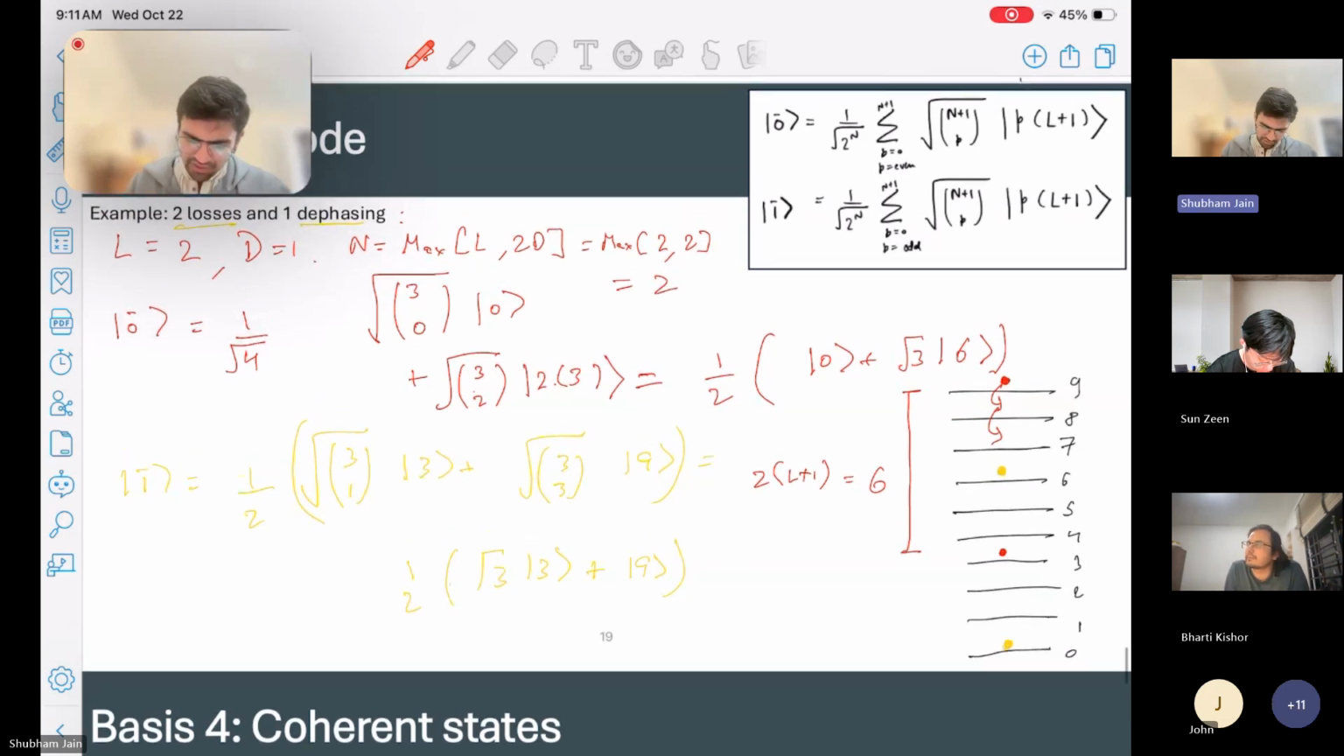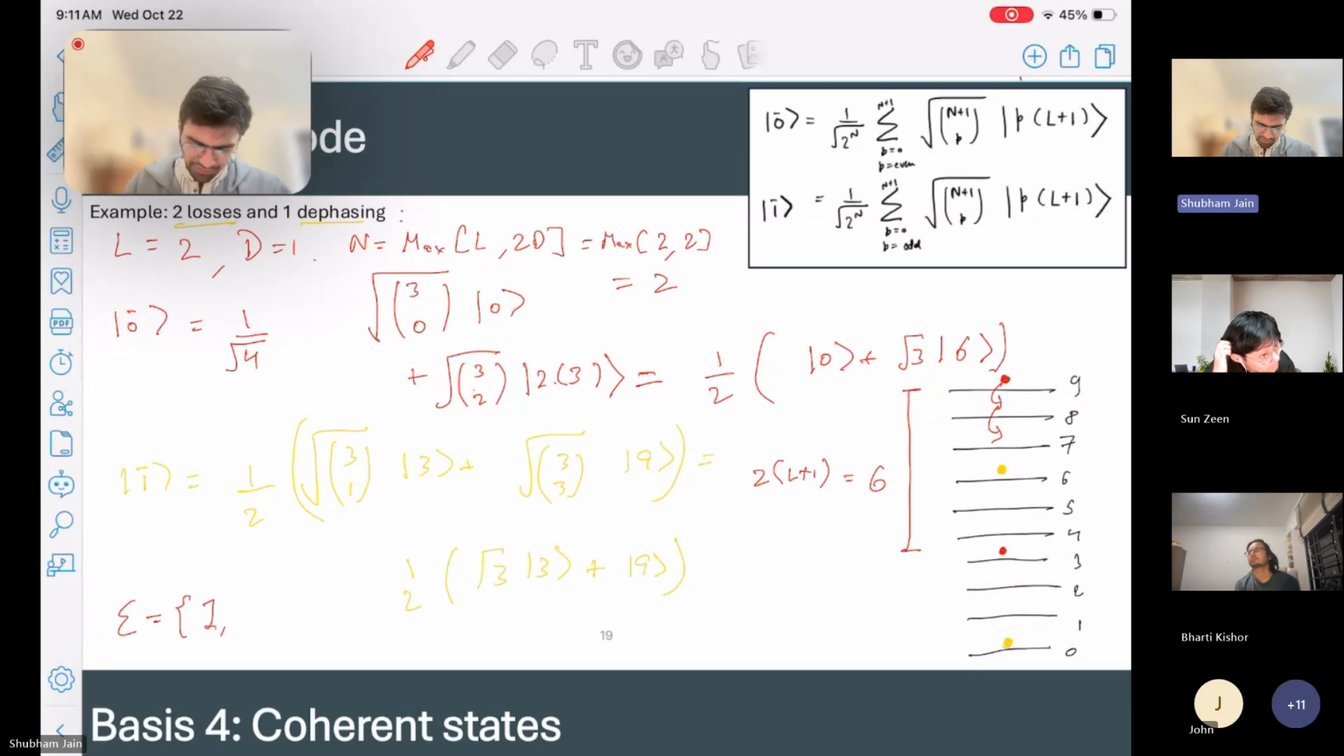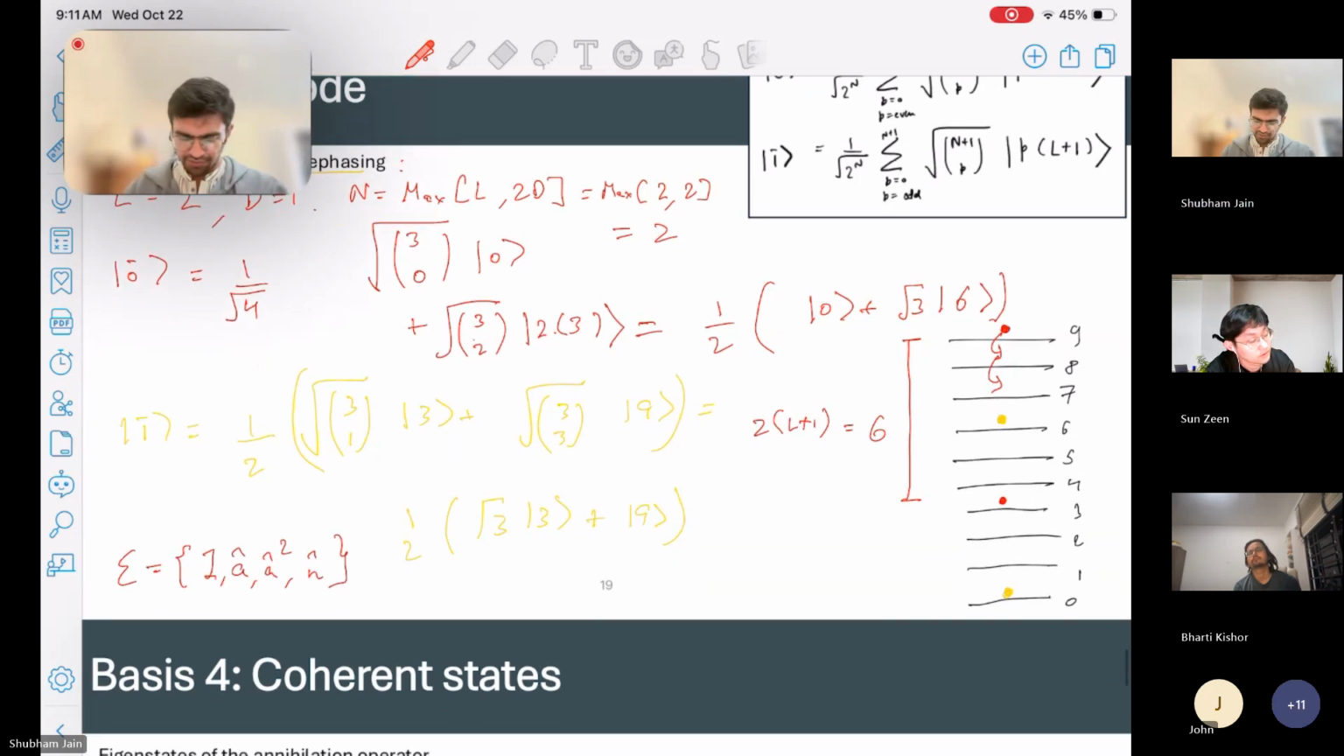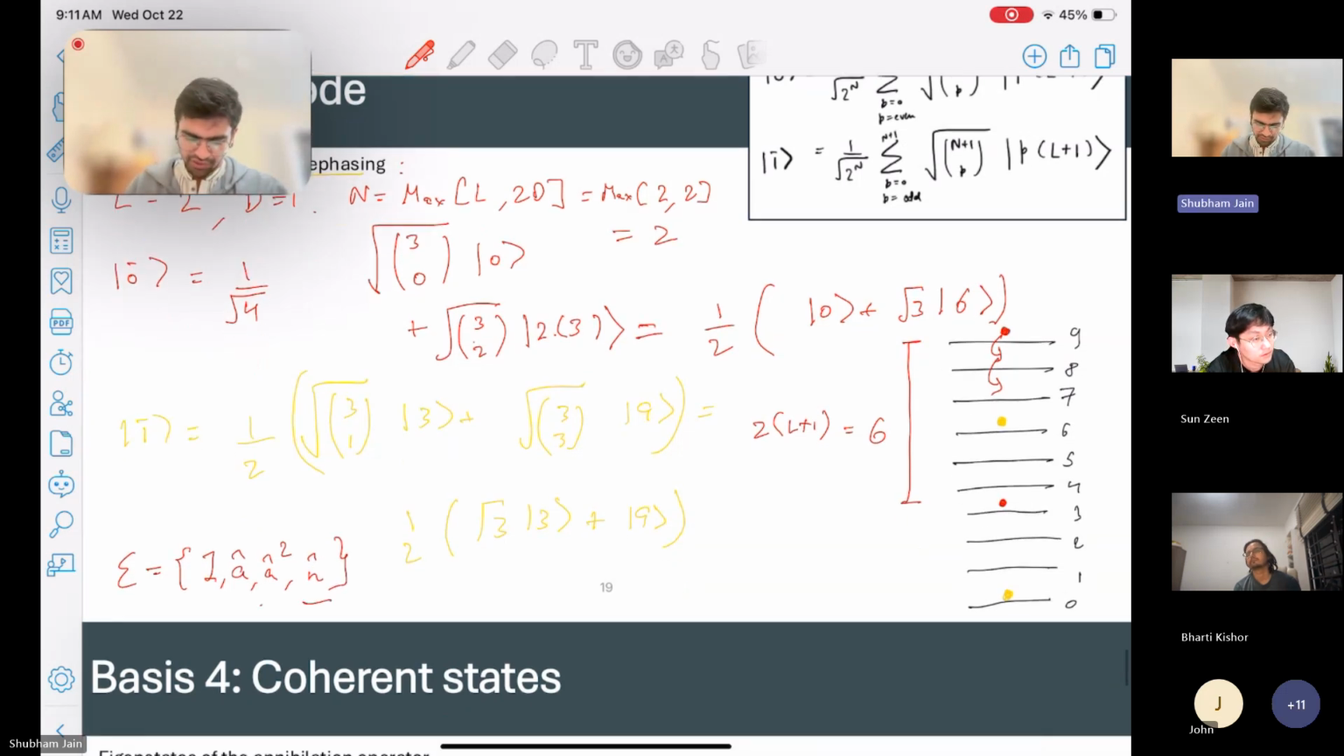Just to make it even more concrete, the error model would be this. It can correct this one and this one, so 1 dephasing and up to 2 losses.